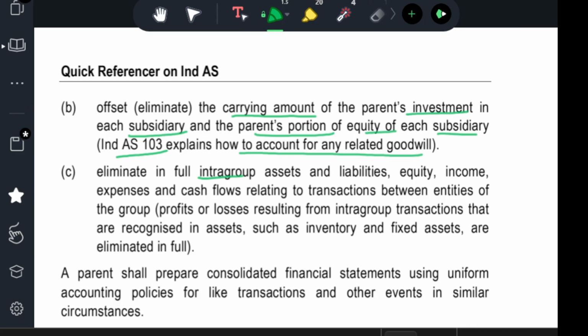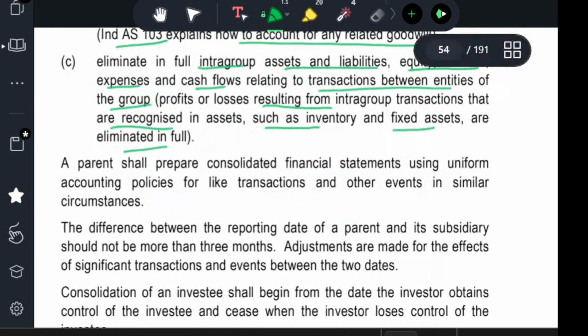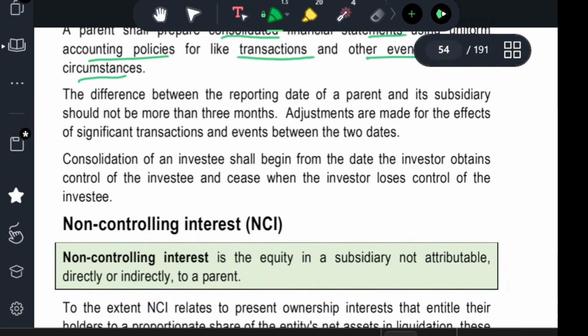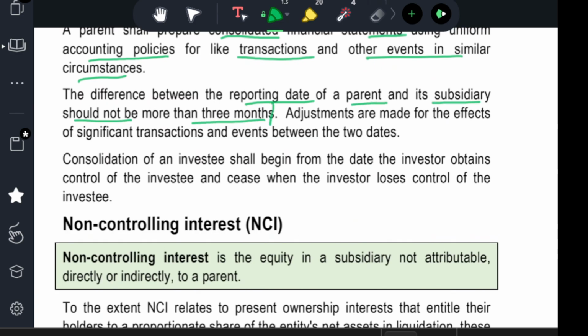Eliminate in full intragroup assets and liabilities. Eliminate equity, income, expenses, and cash flows relating to transactions between entities of the group. These are intragroup transactions, intragroup purchases, intragroup stock options, and intragroup investments that will be removed. Profits and losses resulting from intragroup transactions that are recognized in assets such as inventory and fixed assets are eliminated in full. The parent shall prepare consolidated financial statements using uniform accounting policies for like transactions and other events in similar circumstances.